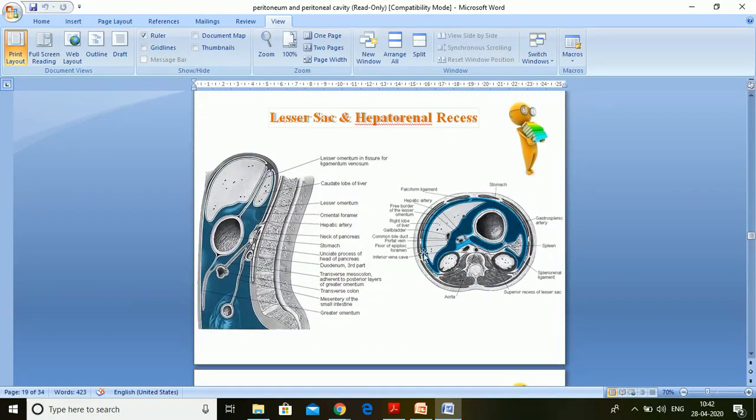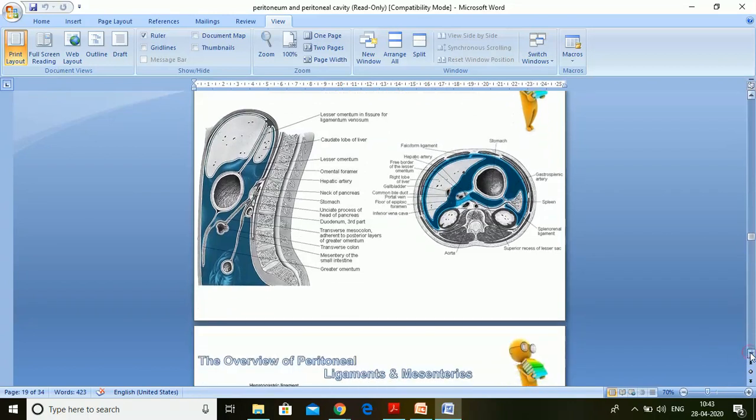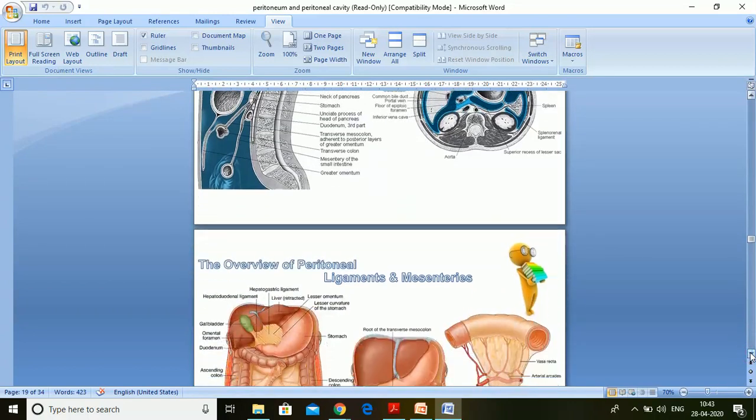So this is a hepatorenal recess again. The recess that is present within the lesser sac between the liver and the kidney, behind the liver on the right side. The space between the right lobe of the liver and the right kidney, we call a hepatorenal recess. It's again a small space that is seen within the peritoneum.